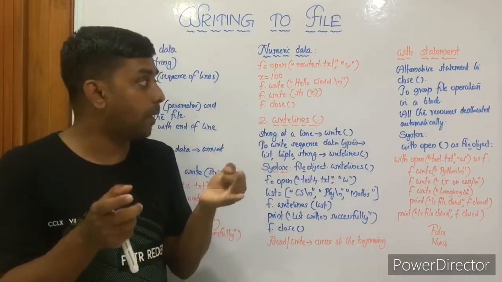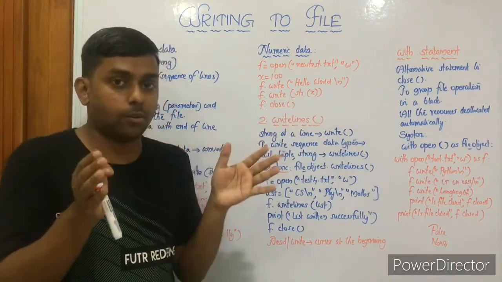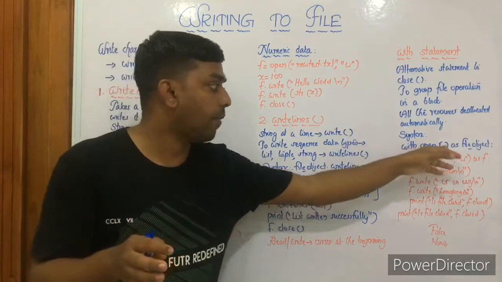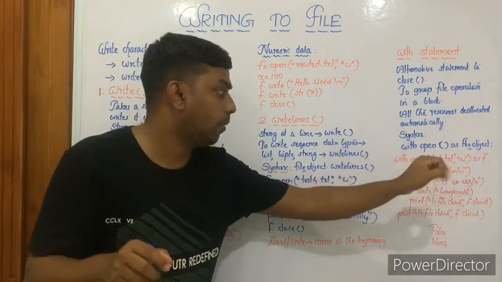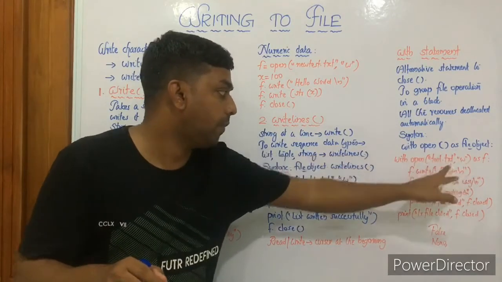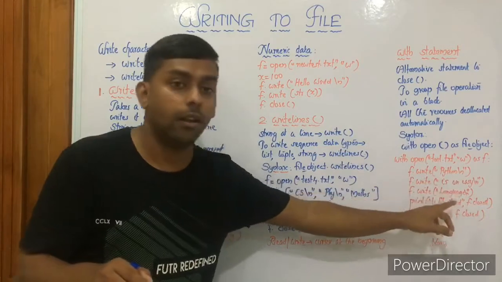And the last topic is the with statement, an alternative to the close function. Then it groups file operations together as a block. Then all the resources are deallocated. The syntax is with open function as file object. Using with open function we are opening test.txt for writing, and the file object is f. And using that, we are writing Python in the first line, ec in the second line, language in the third line.